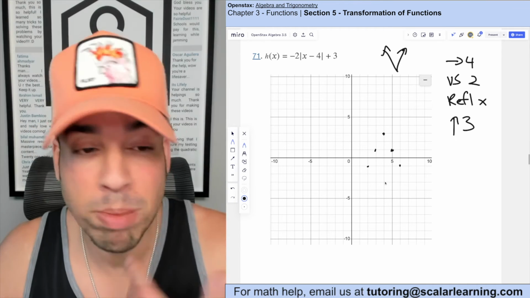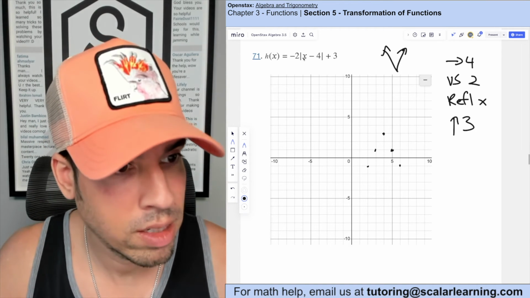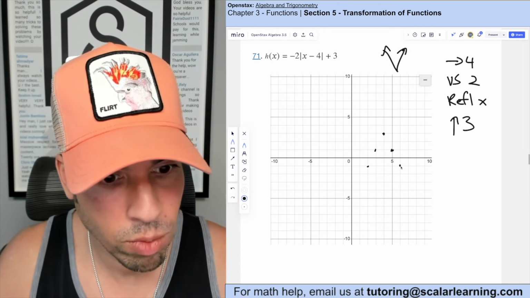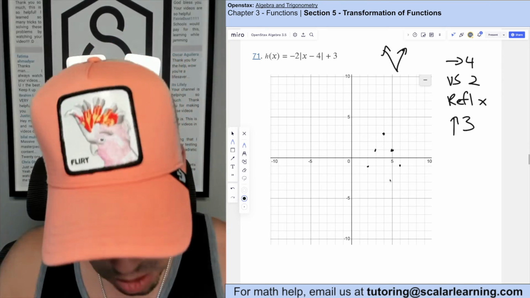And again, if you're not sure, you can plug in points, right? If I plug in 6, I get 6 minus 4 is 2, times -2 is -4, plus 3 is -1. Check it out, 6, -1. It works. So here's the function.